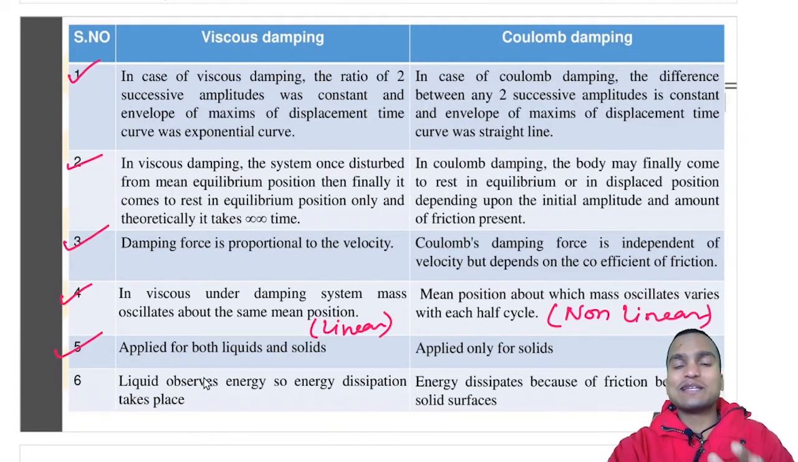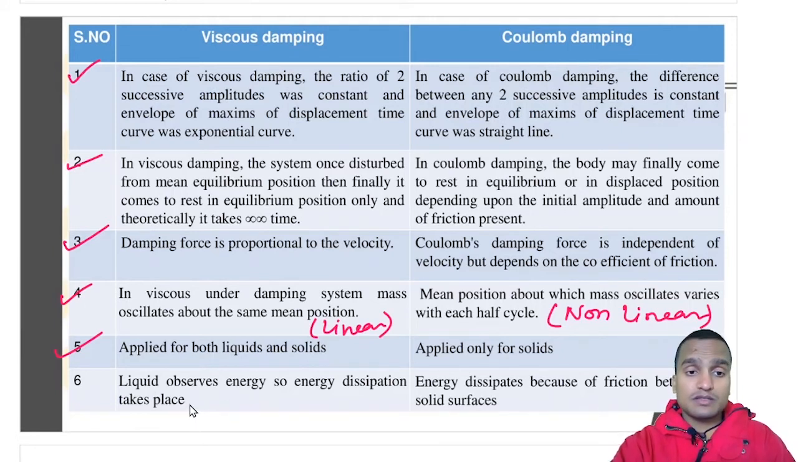Okay, anything will sink or float in the liquid, so it is only applied for the solids. Now liquid, in viscous damping, liquid absorbs energy, so energy dissipation takes place. This is how energy is dissipated in viscous damping, whereas in column damping energy is dissipated because of friction between two solid surfaces. So these are the list of differences between the two types of damping, but the similarity is always there. Both are damping only, and they cause dissipation of energy and the body ultimately comes to rest.